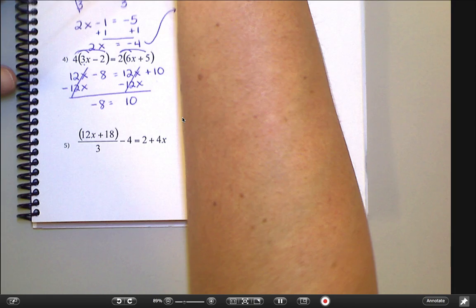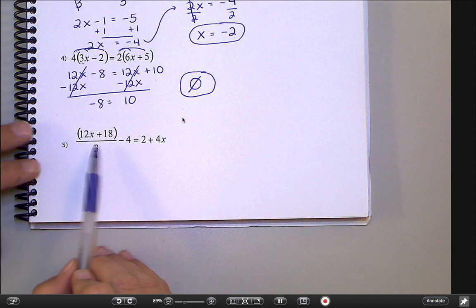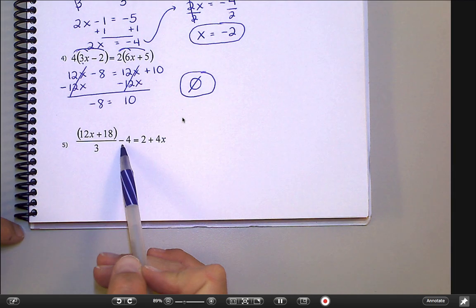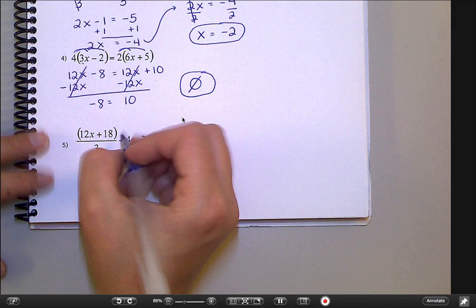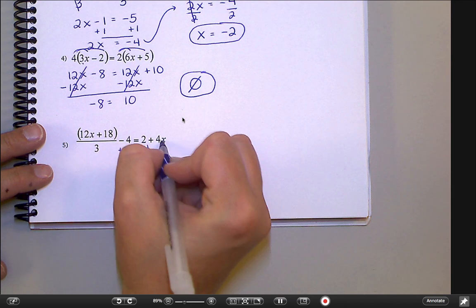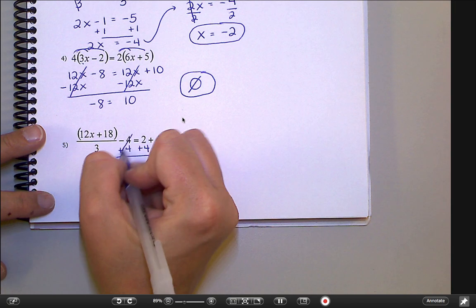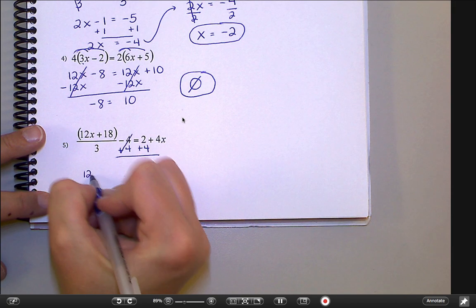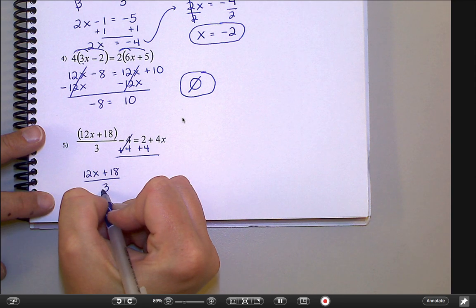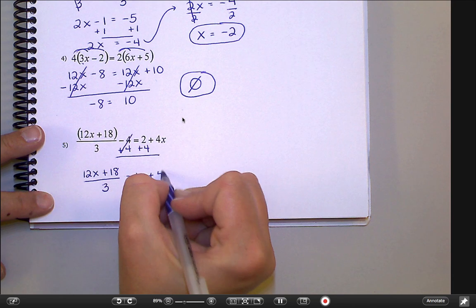Let's take a look at number 5 here. Number 5 is kind of gross. Quite honestly, I would probably start, remember my sad map thing up there? I would start by moving this 4 to the other side. So I'm going to add 4 and add 4 to the 2. Notice I'm not adding it to the 4x because that one has an x on it. They're not like terms. Okay. 12x plus 18 over 3. And now this equals 6 plus 4x.